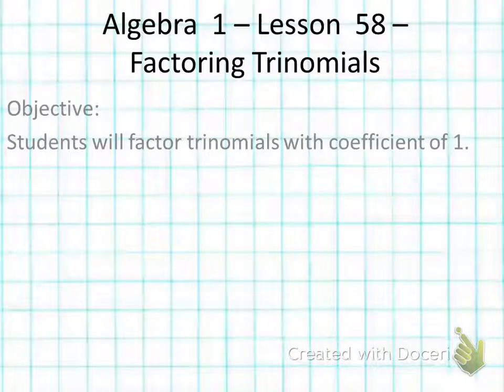This lesson is on Algebra 1, Lesson 58, factoring trinomials. The objective: students will factor trinomials with a coefficient of 1. The reason we're learning this today is we're going to think backwards.